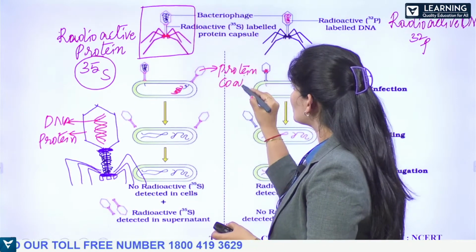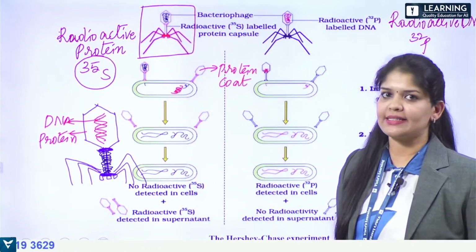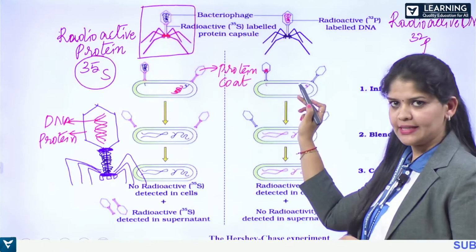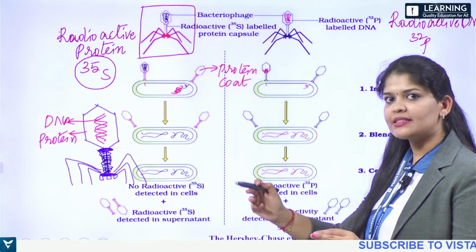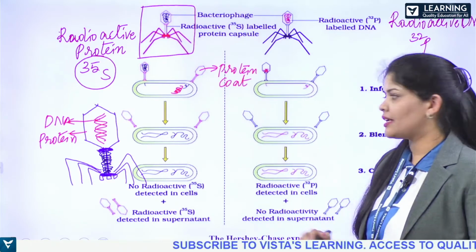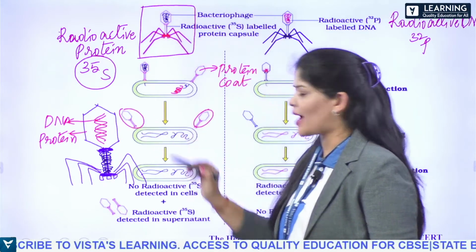Protein coat. Now this protein coat will be present outside the bacterial cell itself. See, here also the protein coat is remaining outside the bacterial cell, while the genetic material of the virus is injected into the bacterial cell. Now after this, the protein coat gets detached from the bacterial cell.